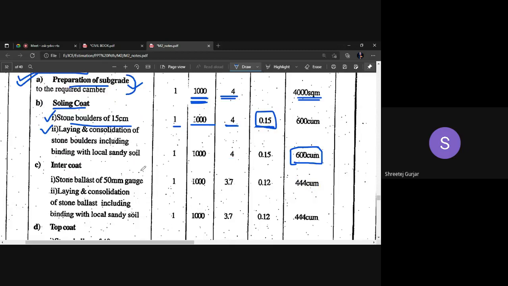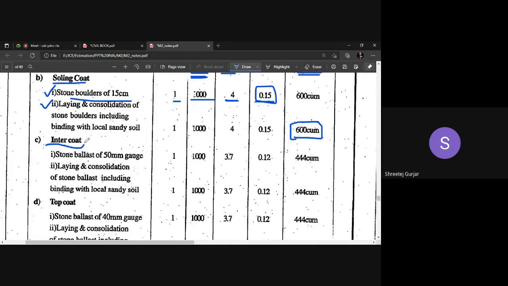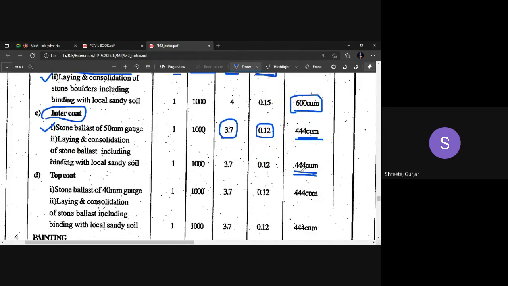Next, after your base coat is done, comes your intermediate coat, which is called the inner coat or intercoat, which is in between your top and your bottom coat. Now the quantity calculation. Width is 3.7, height is 12 centimeter. They have clearly mentioned 12 centimeter in the cross section. This is your quantity. This is your labor component. And then moving on to top coat.